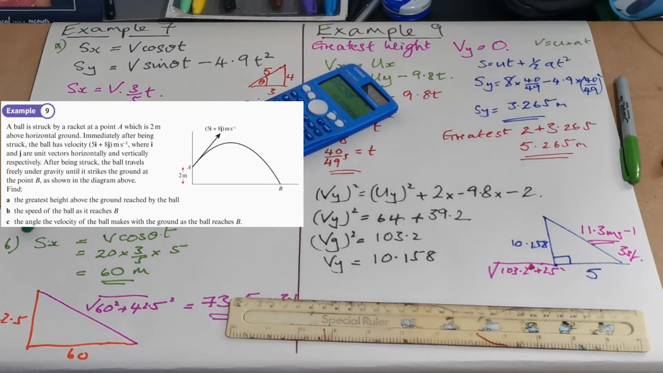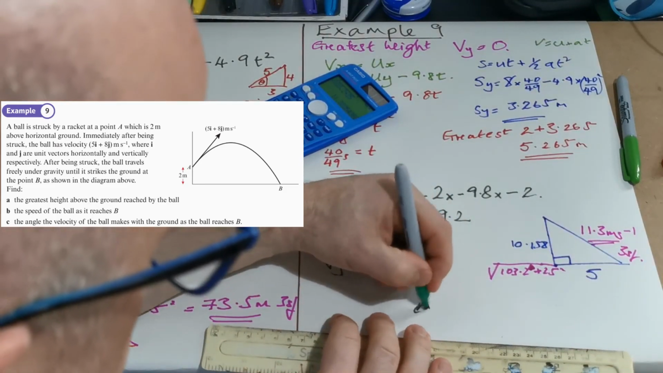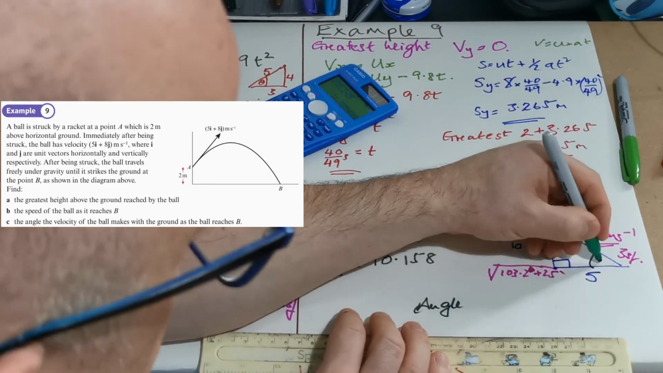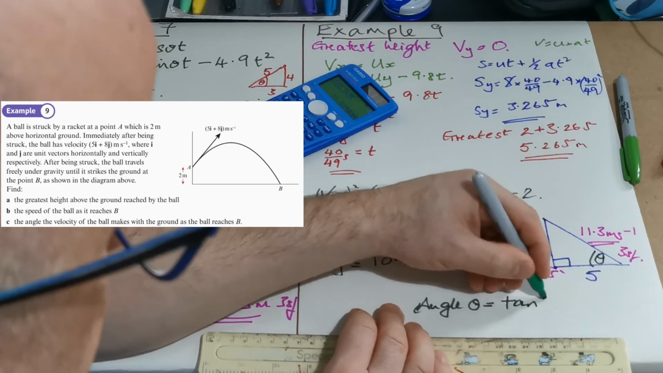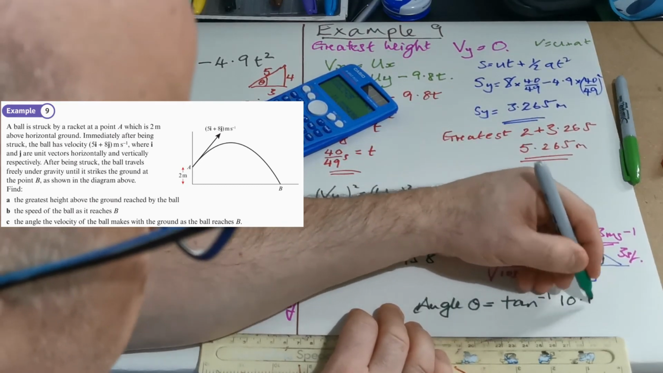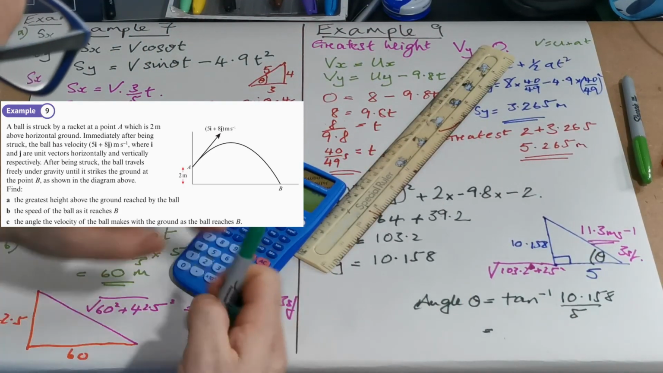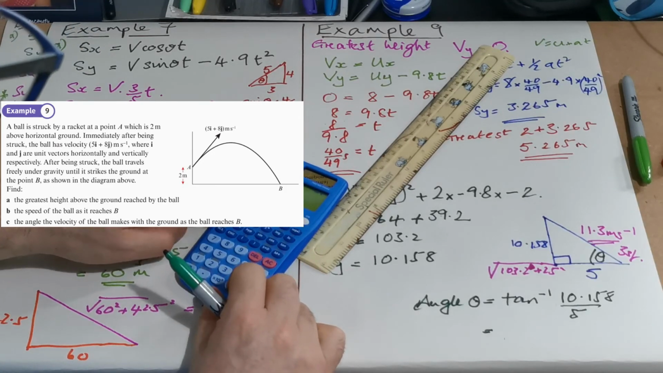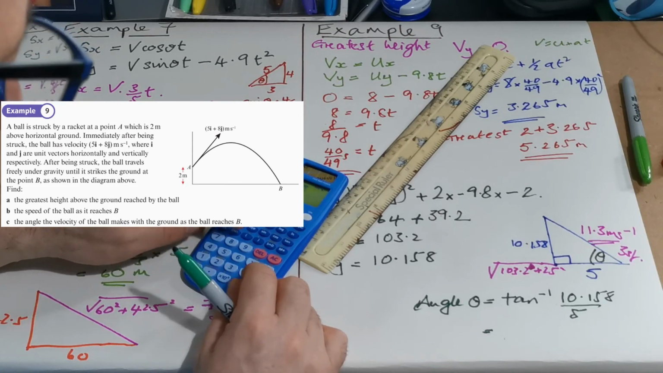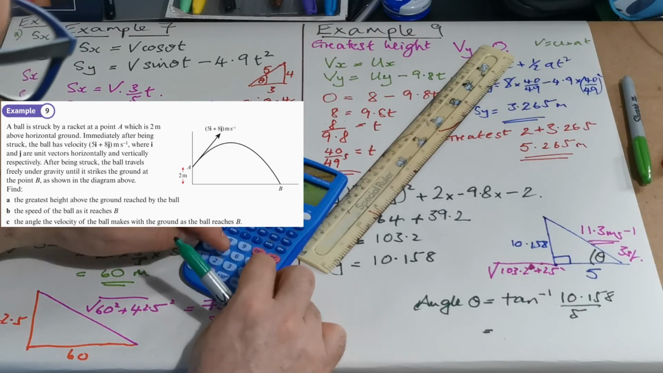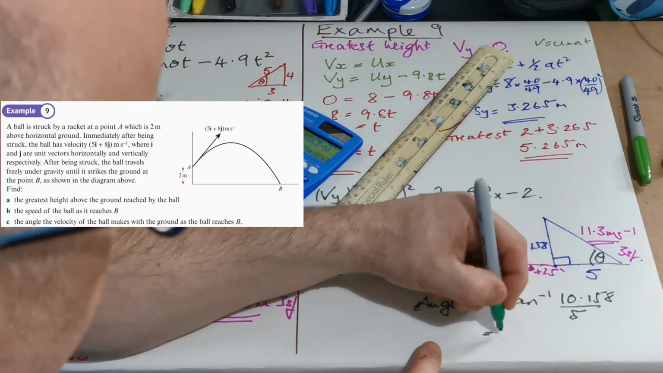And I'm also asked for the angle of velocity, which would be here, equals inverse tan, arctan, 10.158 over 5, which equals 63.8 degrees.